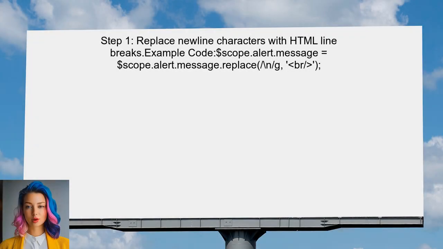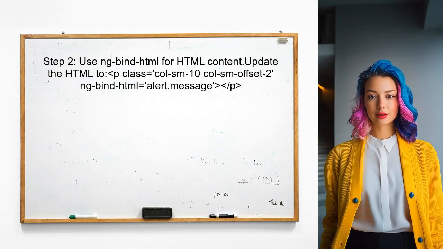To display the message with line breaks in the modal, the user needs to replace the new line characters in the string with HTML line break tags. This can be done using the JavaScript replace method. Next, the user should ensure that Angular interprets the HTML content correctly. This can be achieved by using the ng-bind-html directive instead of the standard interpolation.